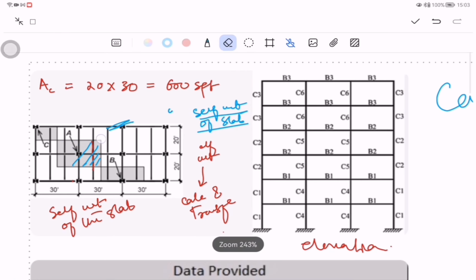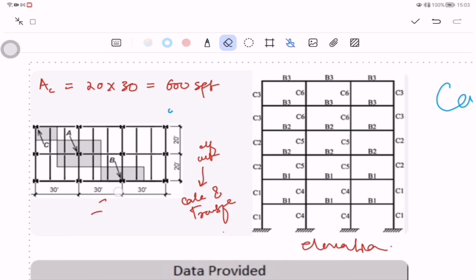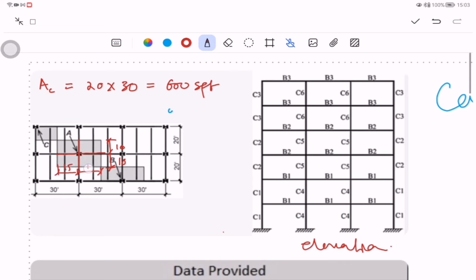So if I recall the stuff that I have told you just a few minutes before, this is the length of the primary beams. Here this is 10, this is 10, so this is 20, this is 15, this is 15, so this is 30. So the length of the primary beam is basically 50 feet.